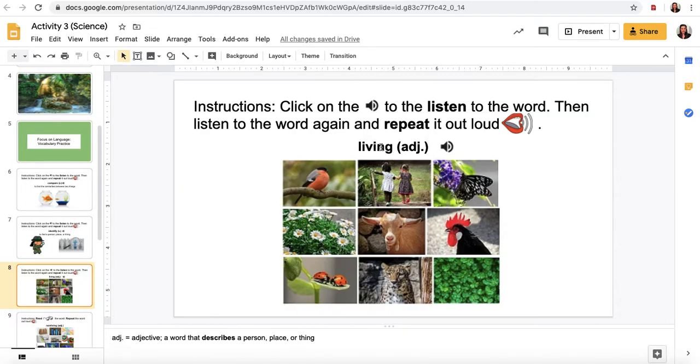So living is describing every single one of these pictures. Every single one of these pictures is, yes, a thing. It's a noun, but it's a living thing. So living is the adjective describing. This is a living bird, living people, living butterfly, living flowers, okay? So living is describing the nouns, describing the things in these pictures.